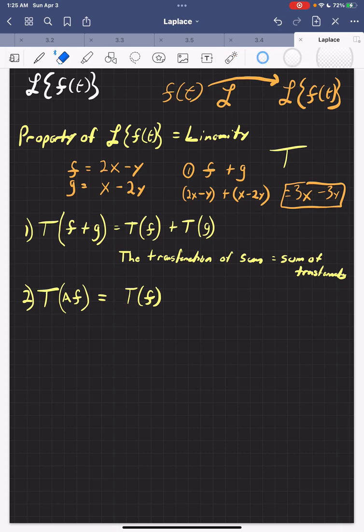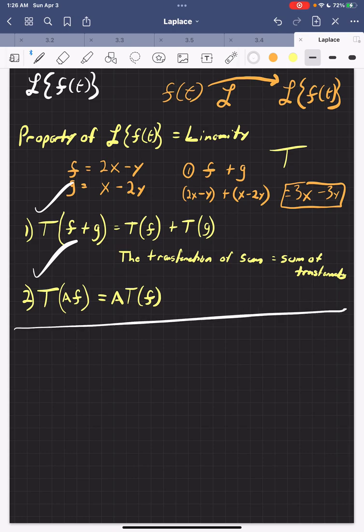Let me write the a like I did on the left side. So it doesn't matter if you scale first, right? You can imagine, it just doesn't matter if you multiply by a first, some scalar a, and then transform it, or if you transform first and then distribute an a. Doesn't matter, you get the same thing. So the transform of the scalar product is equal to the scalar product of the transform. These two conditions must be present in order to have this property of linearity.